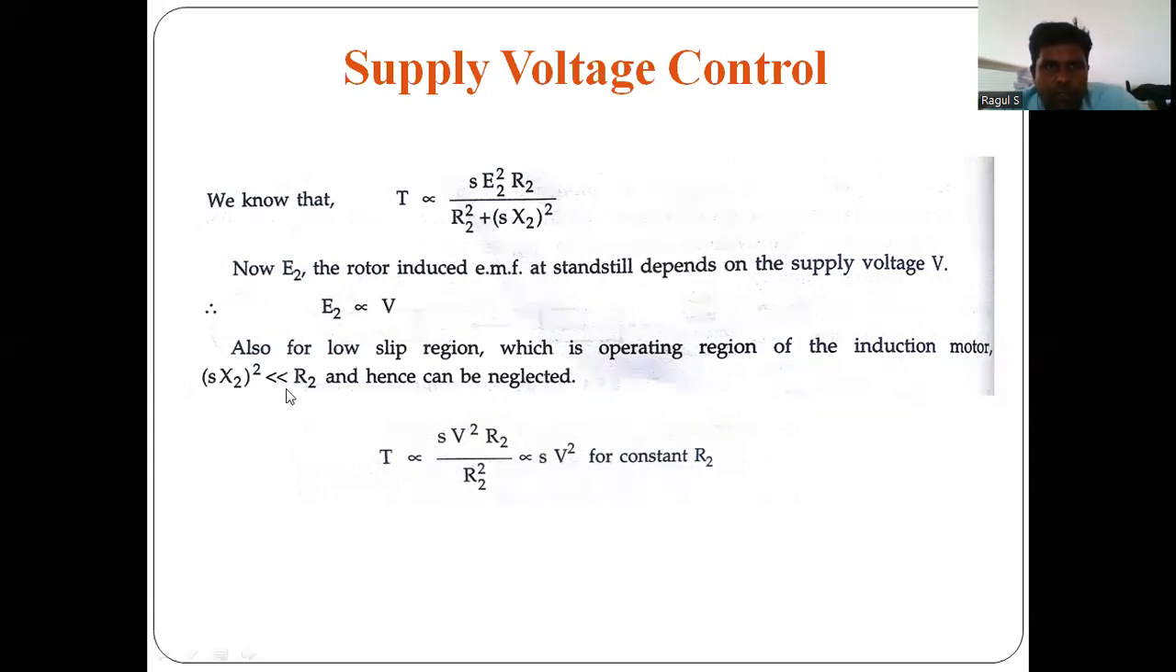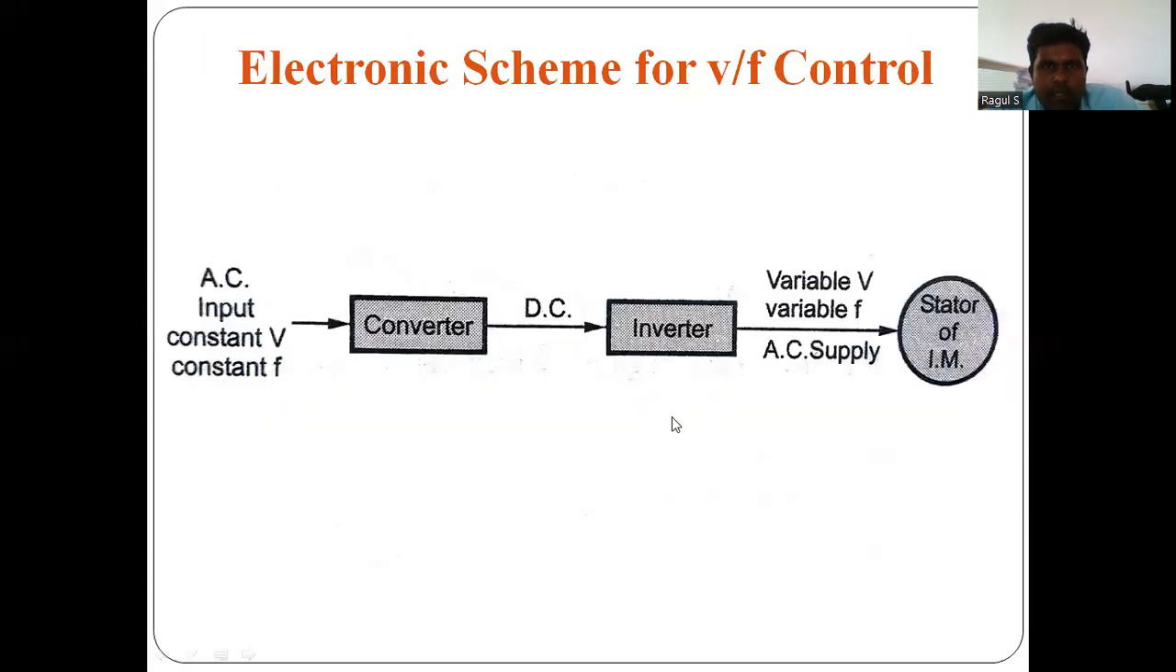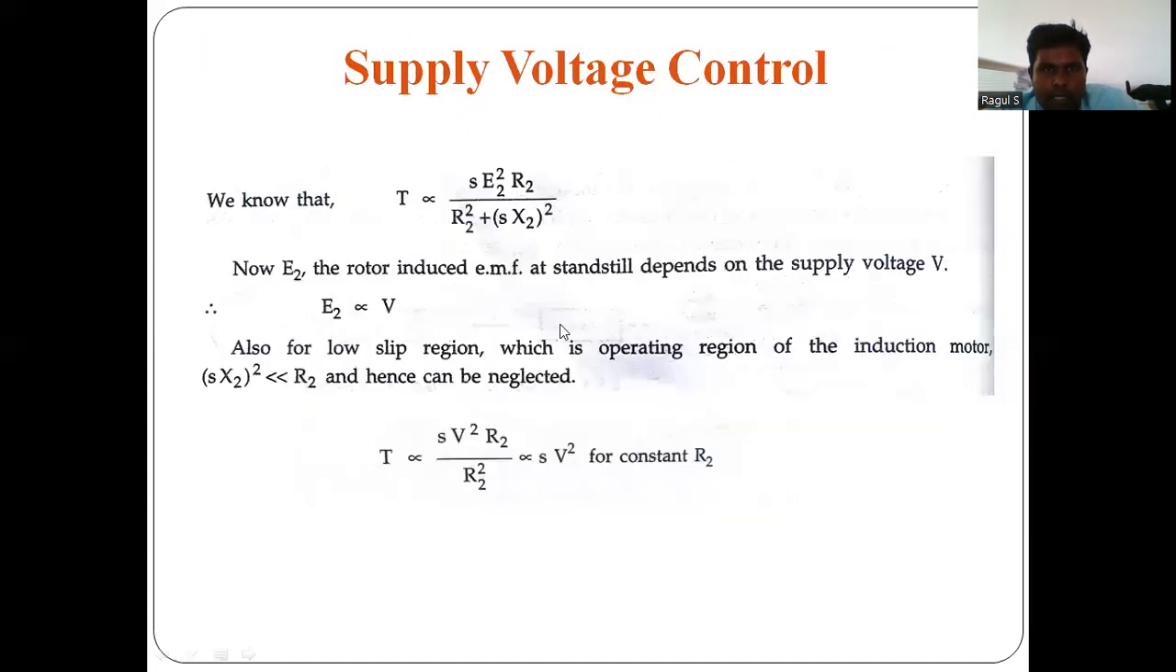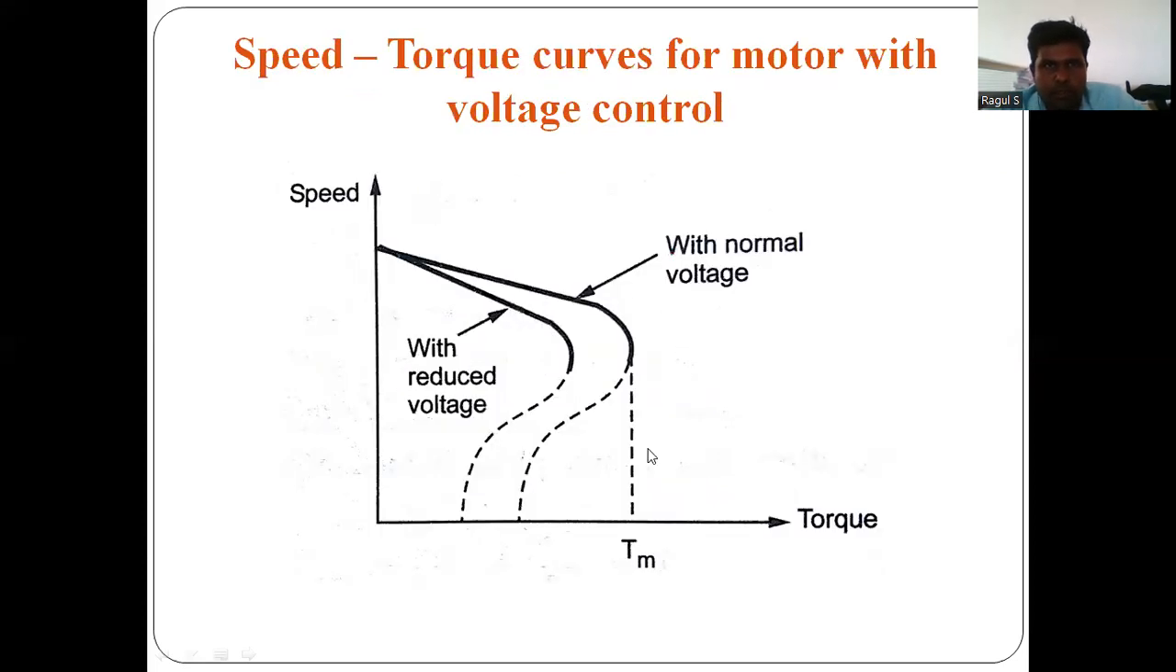So in a low slip region, the operating region of induction motors, the slip value is low, a negligible one. In these low slip conditions, the rotor induced voltage is directly proportional to the supply voltage. That means the rotor induced EMF is directly proportional to the supply voltage. This is the speed and torque relationship.